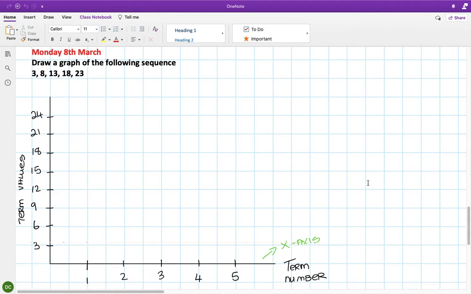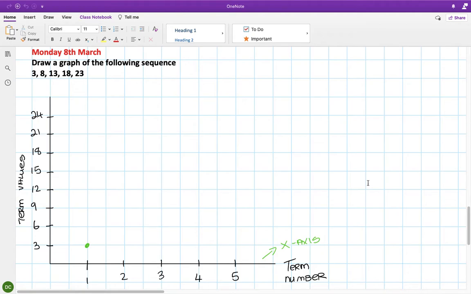Okay, so term number 1 has a value of 3. Yeah? Okay, so I go to where term number 1 is, and term number 1 has a value of 3. So it's term number 1, and term number 1 has a value of 3. Okay, so that dot takes into account both of those things, that I'm talking about term number 1, and I'm also talking about the fact that it has a value of 3. Okay, don't need those arrows, so I'm going to take them off.